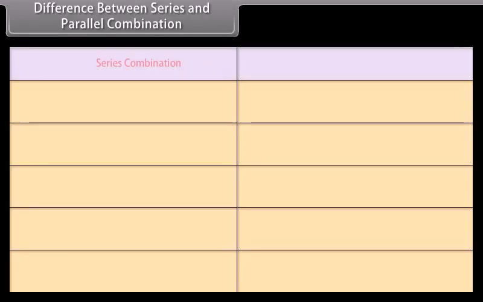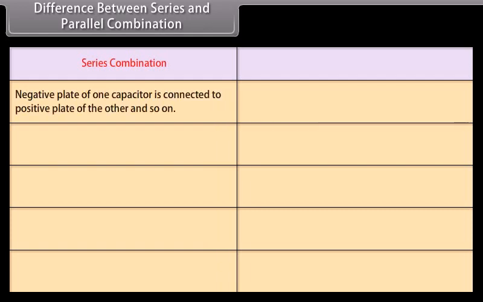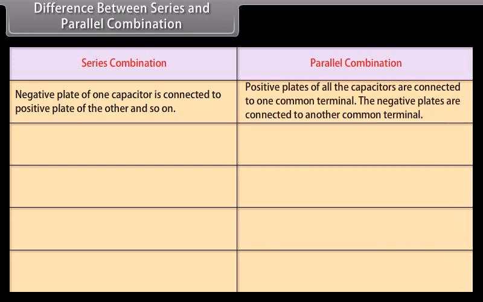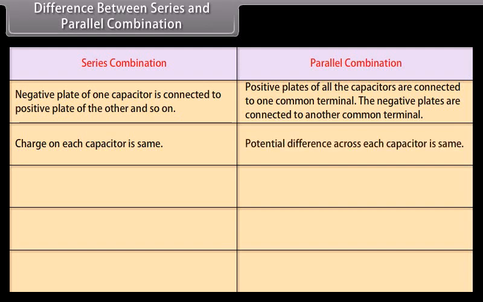Difference between series and parallel combination. In series combination, the negative plate of one capacitor is connected to the positive plate of the other, and so on. Whereas in parallel combination, positive plates of all the capacitors are connected to one common terminal and negative plates are connected to another common terminal. In series combination, charge on each capacitor is the same. Whereas in parallel combination, potential difference across each capacitor is the same.